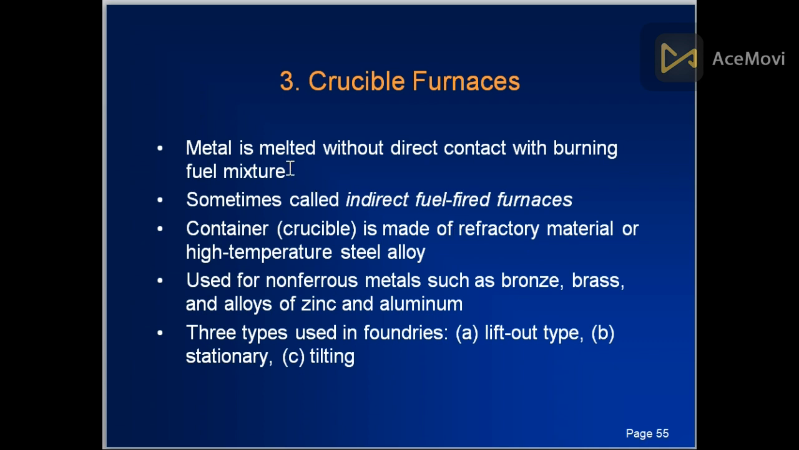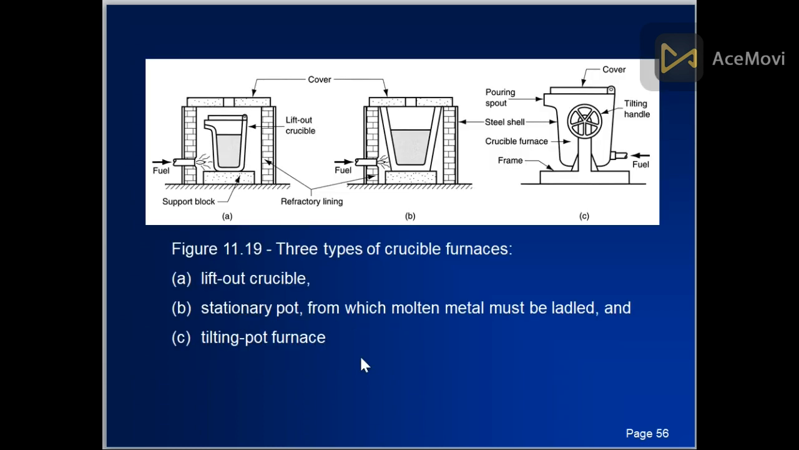Crucible furnace is important. Metal is melted without direct fuel fire. The container, majorly called the crucible, is made of refractory material or high temperature steel alloy. Used for non-ferrous metals such as bronze, brass, and alloys of zinc and aluminium. Three types are used in foundries: lift-out type, stationary type, and tilting type.